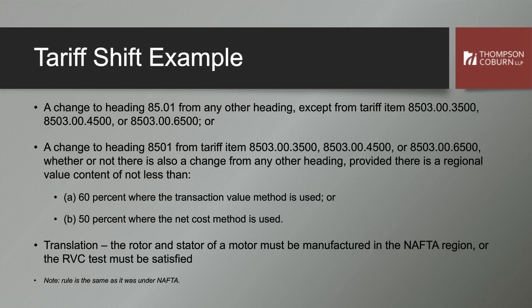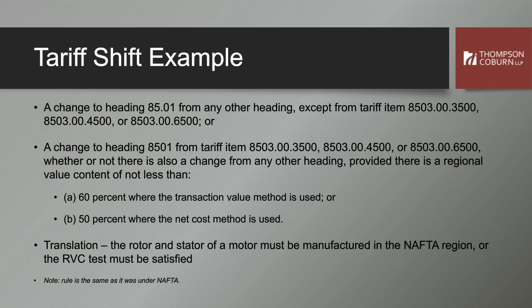So this rule says, when you break down the tariffese, the legalese, to English, that for a motor to originate in the USMCA region, the rotor and stator must originate in the USMCA region. Really simple rule. So if anything else comes in, the casing, for example, it could come in from another country and not affect the origin of the finished motor. The wires and things like that could too, but the rotor and stator have to be produced in the NAFTA region. So that's the first rule. That's a strict tariff shift.